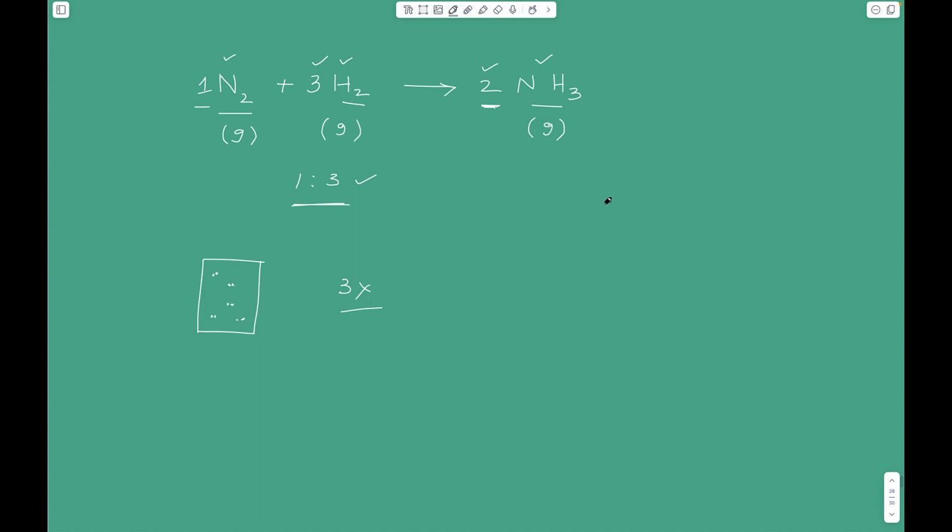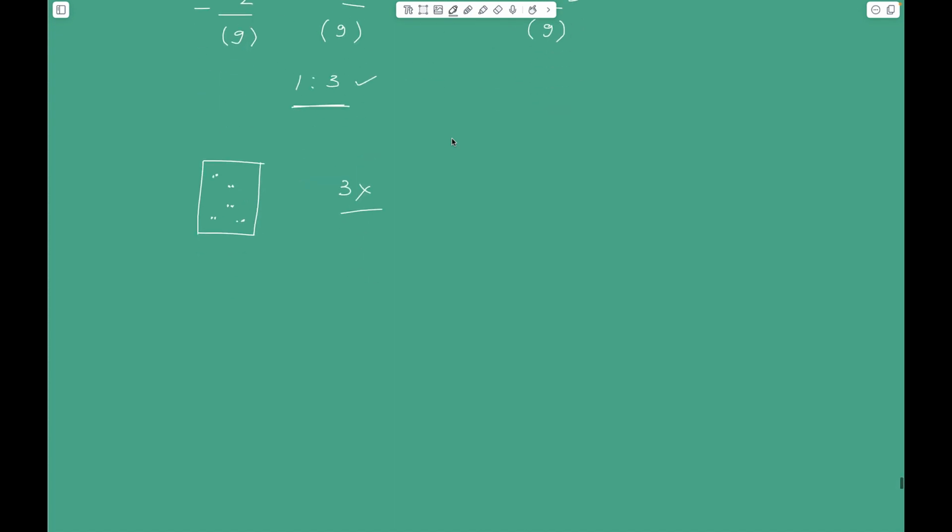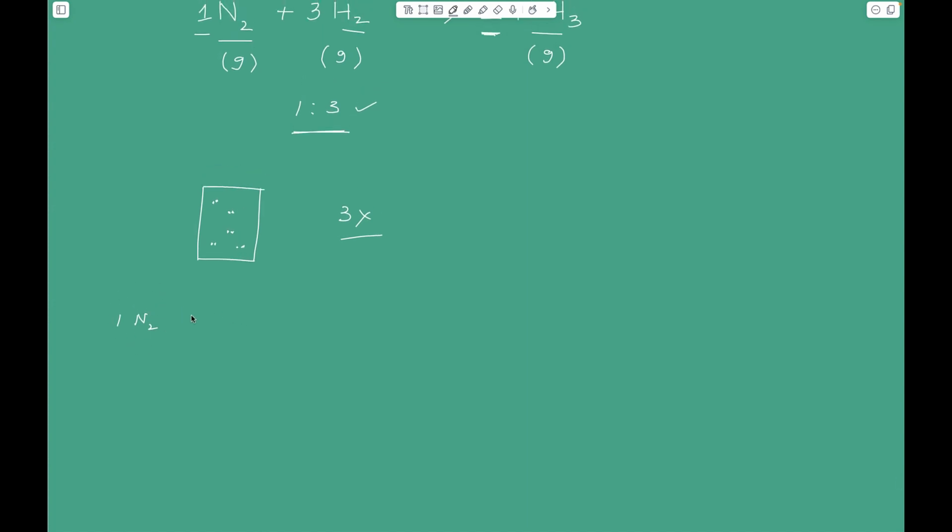But don't worry, there is a workaround. That is, we can combine nitrogen and hydrogen molecules in this ratio without having to count directly the nitrogen and hydrogen molecules. Interesting. How can we do that? Just for the sake of our discussion, imagine that we have one nitrogen molecule with us. And to completely combine with one nitrogen molecule, we need 3 hydrogen molecules.